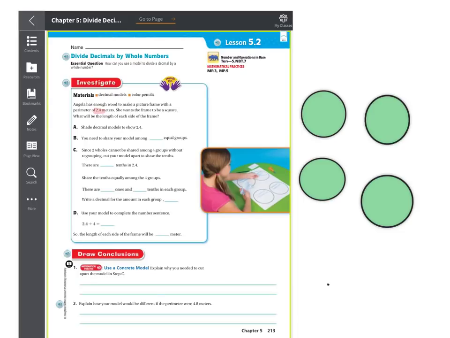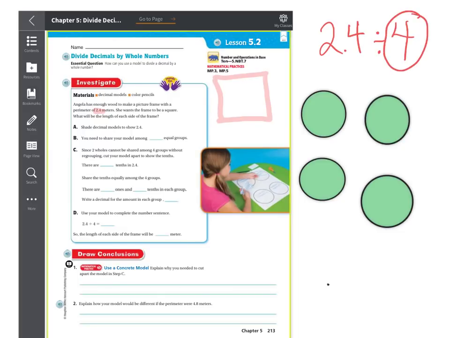So we know that if she wants it to be square, that's going to be 4 sides. So we're going to be dividing 2.4 divided by 4. Okay, so to do that, we're going to draw 4 circles because that's how much we're dividing it into. So we drew 4 circles here. Now we're going to share our models among 4 equal groups.